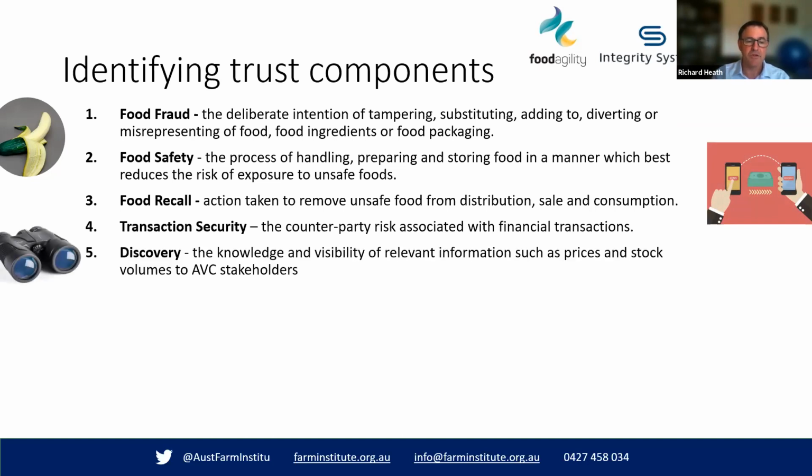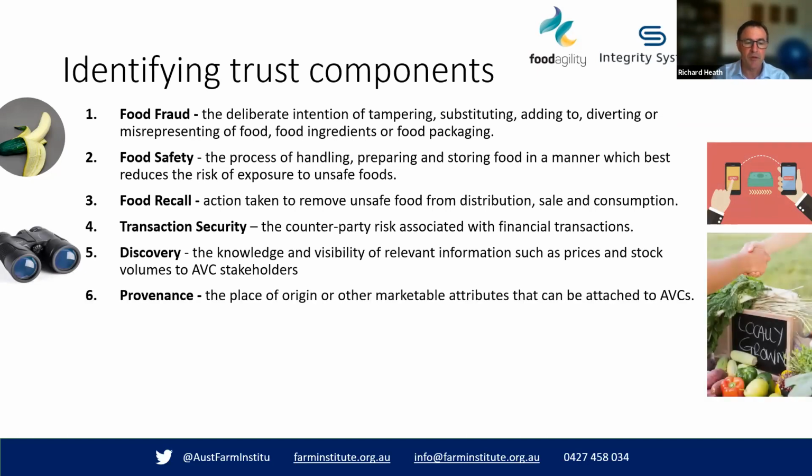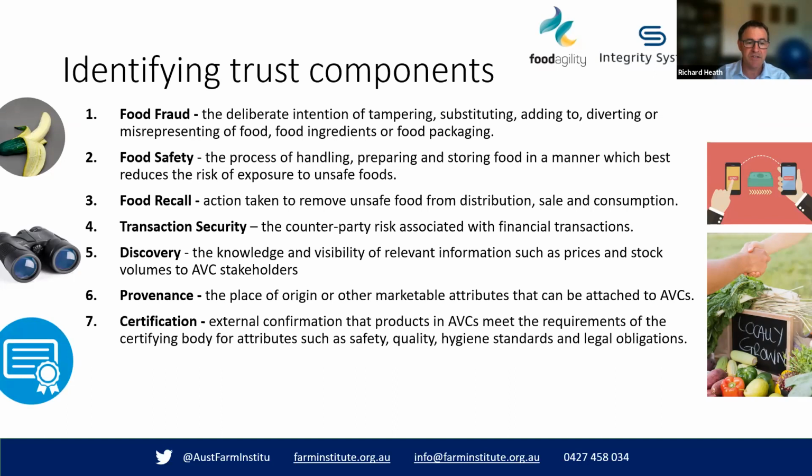Discovery, that is to do with the knowledge and visibility of relevant information, such as prices and stock volumes, that is available to stakeholders within value chains. Provenance, that's one that a lot of people understand, particularly consumers, which is claims around place of origin or other marketable attributes that can be attached to products in agricultural value chains. Certification, which is an external confirmation of products in agricultural value chains that they meet the requirements of a certifying body for a whole lot of different attributes.